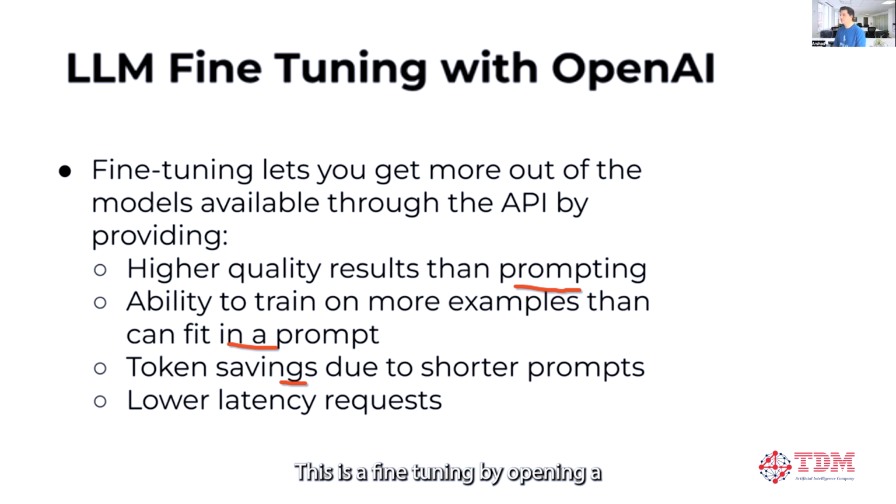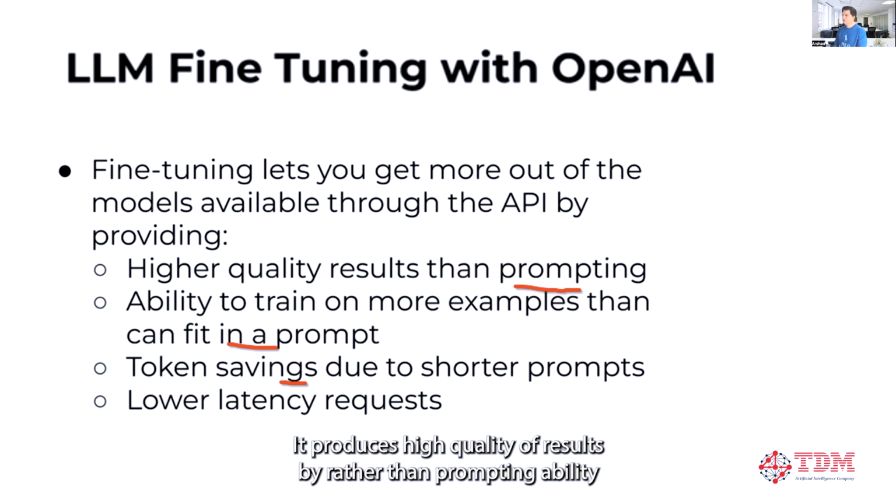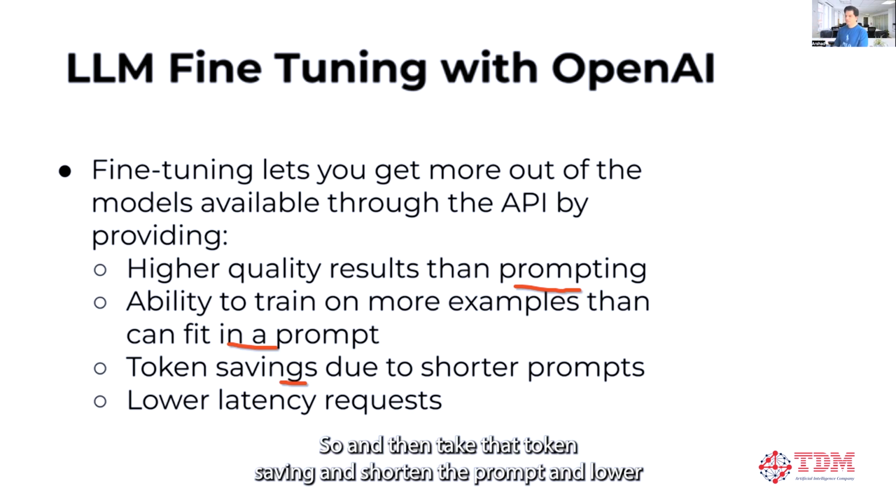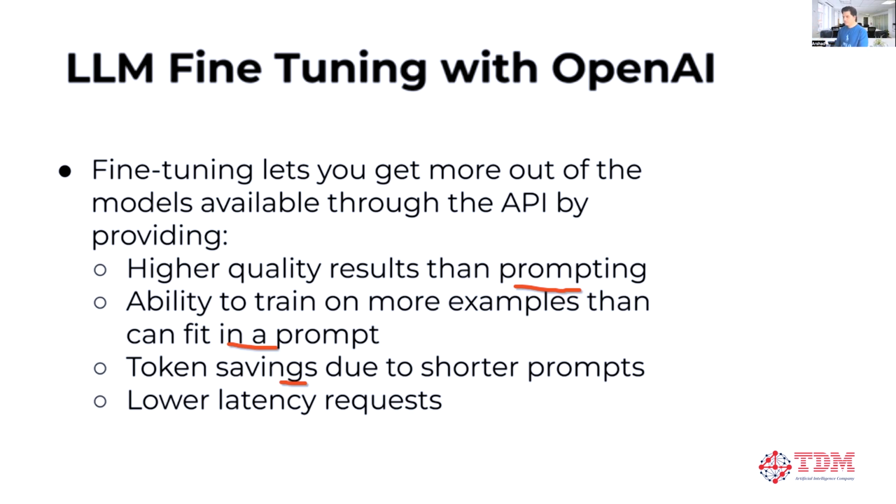This is fine-tuning by OpenAI. So fine-tuning, why do we do it? It produces higher quality results than prompting, with the ability to train on more examples than can fit into the prompt. It also saves tokens, shortens the prompt, and lowers the response latency.